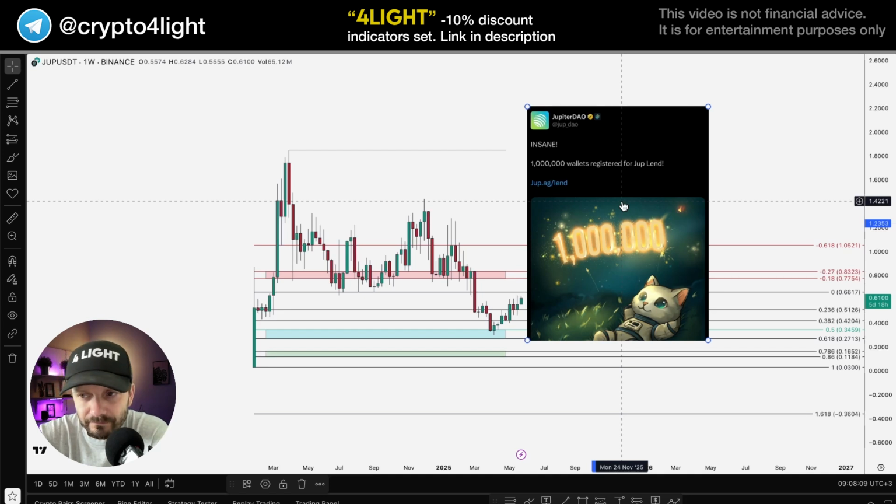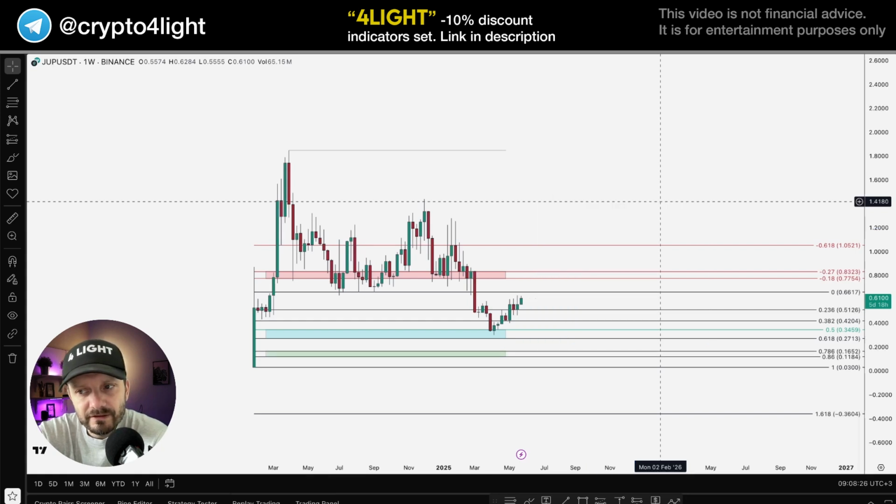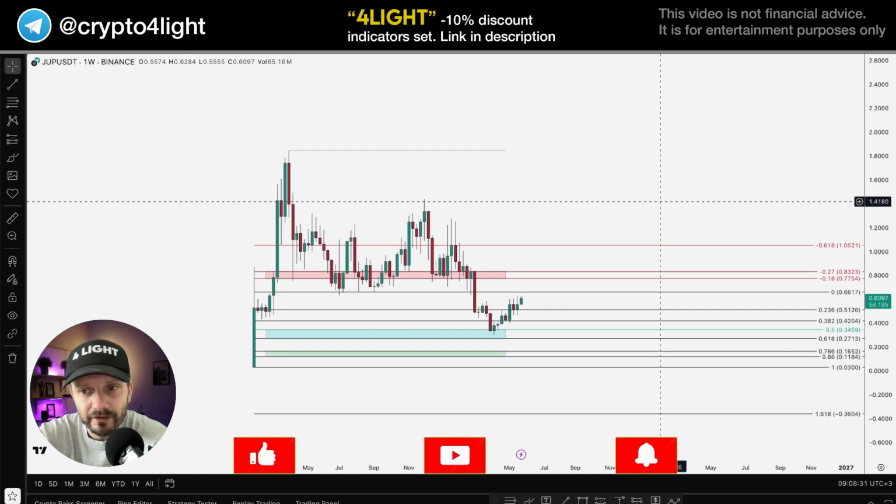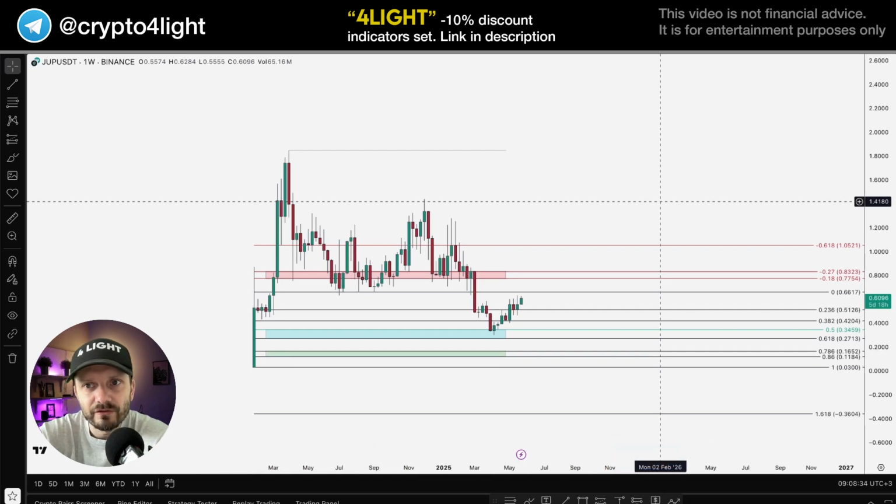It's borrowing, lending, something similar to Aave, for example, but on Sol, and it's already registered 1 million wallets. So definitely it will be good for TVL. It's good for marketing, definitely, because when some project introduces something new, it's always a good driver for retailers to hop in, and they start thinking, oh, it's something special, we skyrocket to the moon and all of this stuff.